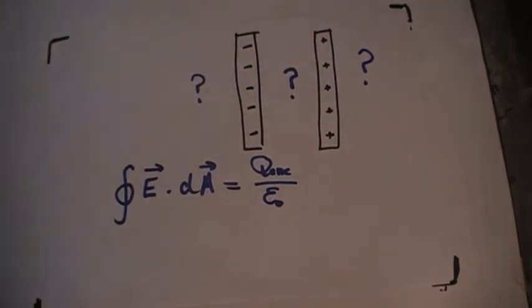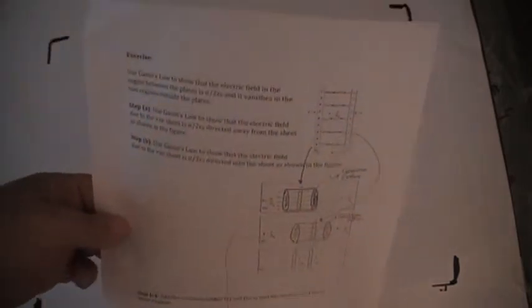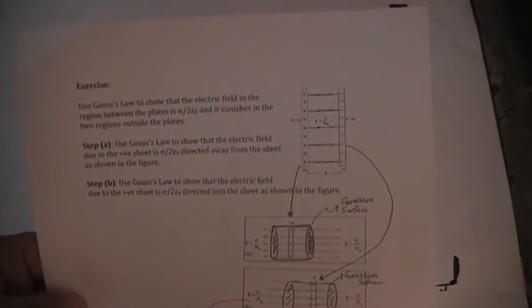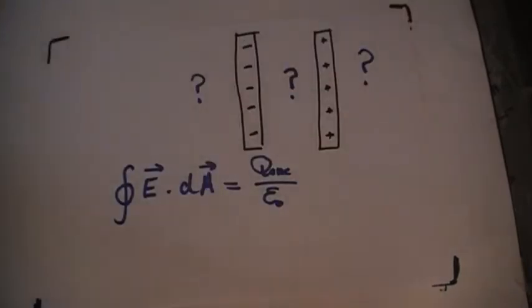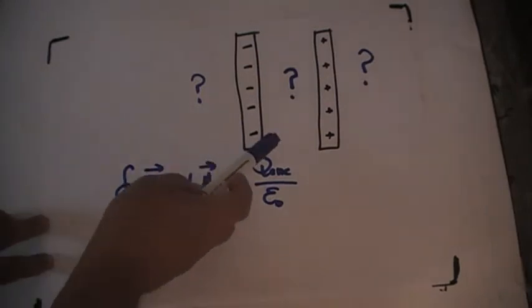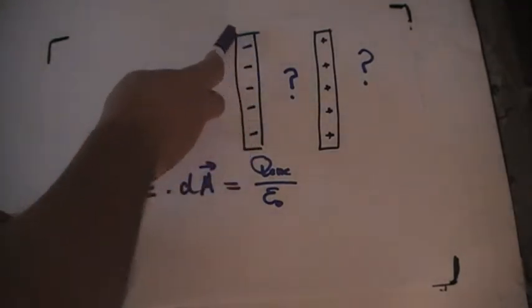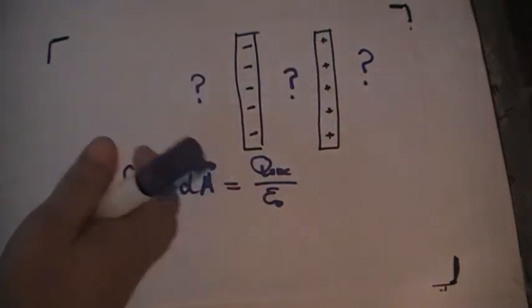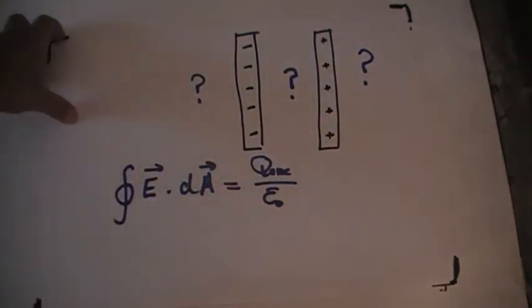So this is the quiz, just to remind you what it is. This is the problem that you were asked to solve. We wanted to use Gauss's law to find the electric field for the negative plate and for the positive plate, and then put the two plates together and see what we get. Okay, so let's start.